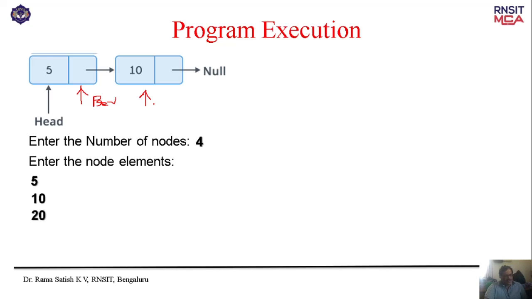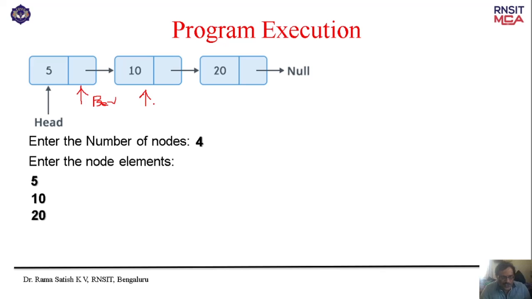20 has to be inserted at the end. So it has to move to the last node, and the prev node is also moved to the last node. With the help of the prev node only, the new node is created, and the new node gets inserted into the linked list.